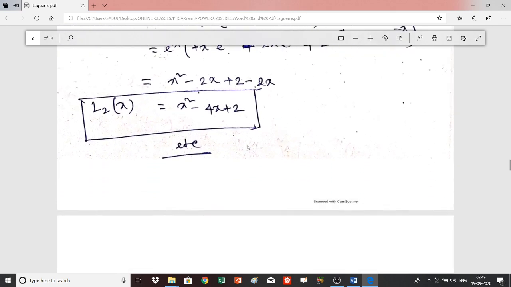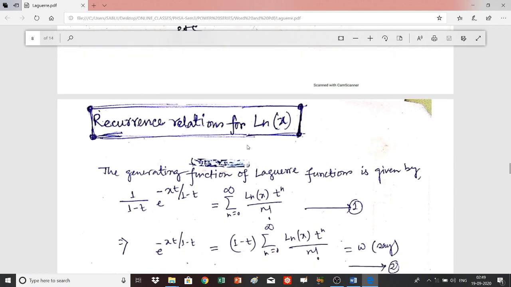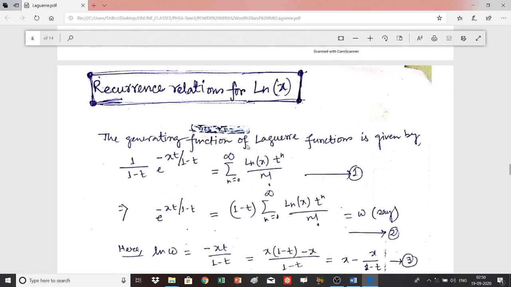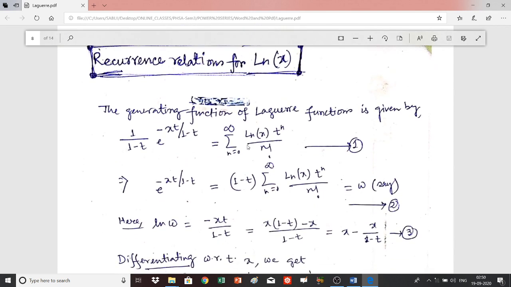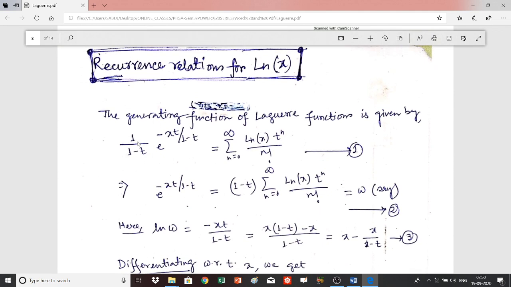Now the recurrence relations for L_n(x). The generating function for the Laguerre function, as we have already seen, can be written as 1 by 1 minus t, e to the power minus xt by 1 minus t, that is equal to the sum from n is equal to 0 to infinity of L_n(x) t to the power n by n factorial.